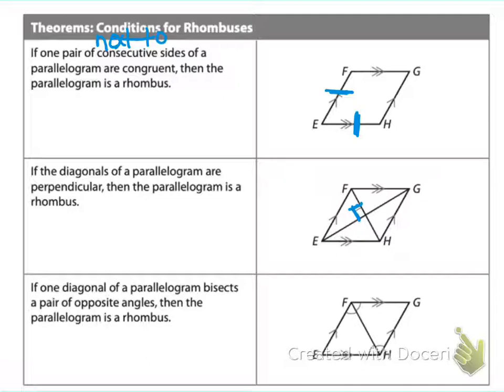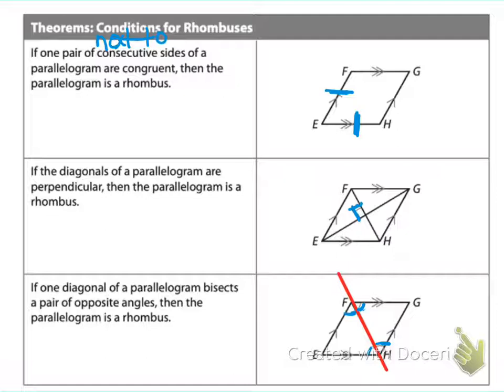And then the final way is if one diagonal of a parallelogram bisects a pair of opposite angles. See here, this is one of the diagonals. Oops, I didn't draw that very well. Let me redo that. See how it's bisecting the angles because they're marked equal on either side? Those little arcs are saying that those are the same measure. Because I know that it's bisecting the angles at the ends at F and H, that's enough to show that it's a rhombus, okay?